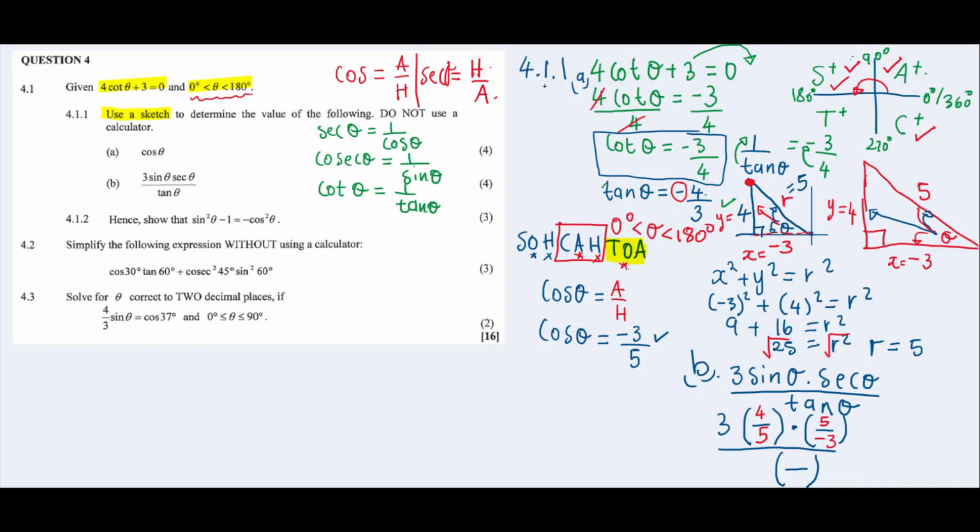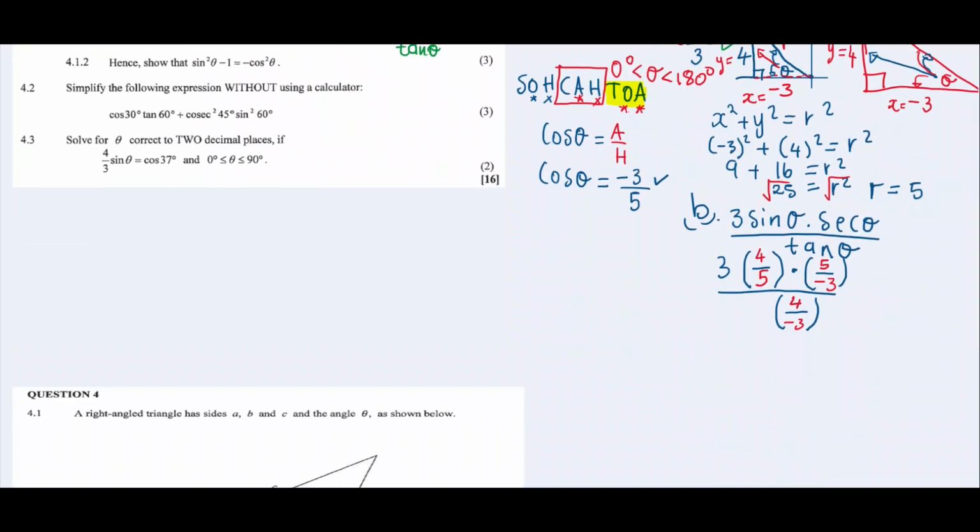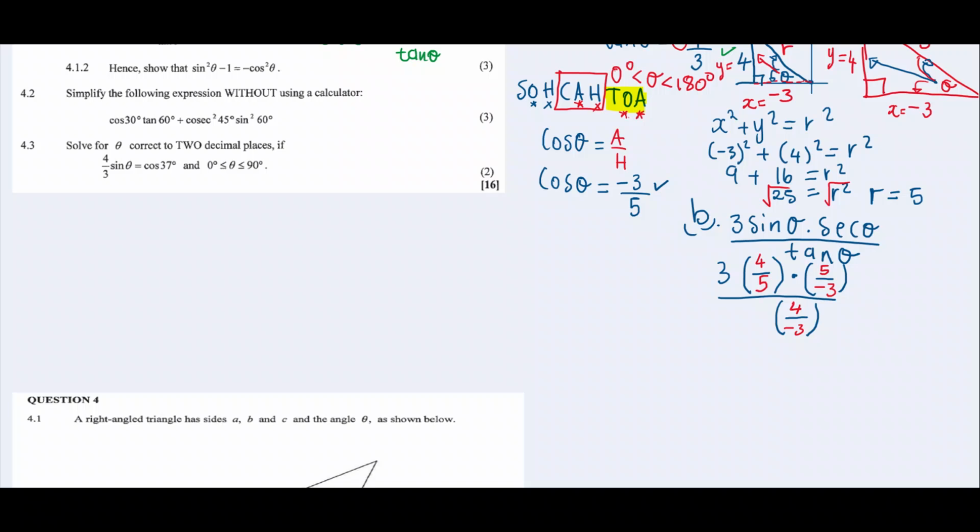So let's look at the tan theta. Tan theta is going to be opposite over adjacent, and what it would be is 4 over negative 3. So what we can do here is just some simplification. How do we simplify this? We know that this is over 1, and we can see already that there's going to be some cancellations here with the values.